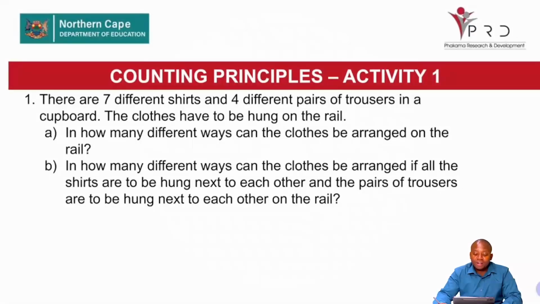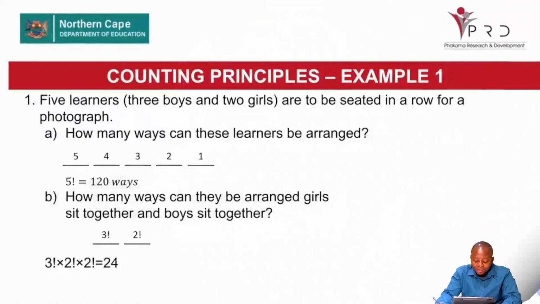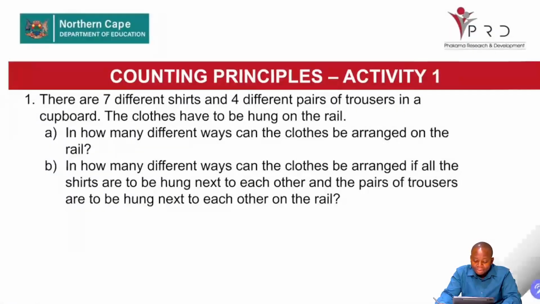Right, welcome back, grade 12. Now, let us discuss the solutions to this activity. We are told that there are 7 different shirts, 4 different pairs of trousers in a cupboard. The clothes have to be hung on a rack. In how many different ways can the clothes be arranged? Now, let us look at the solutions to this.